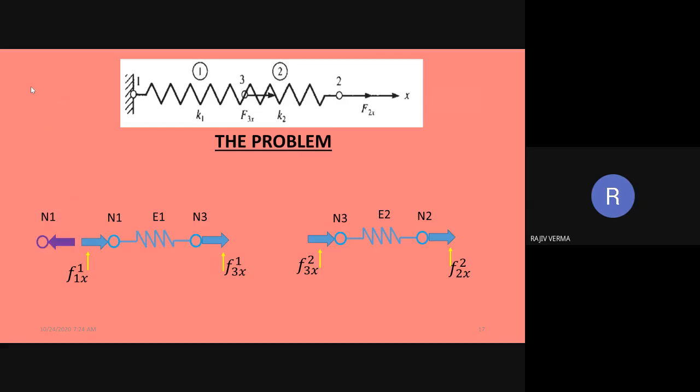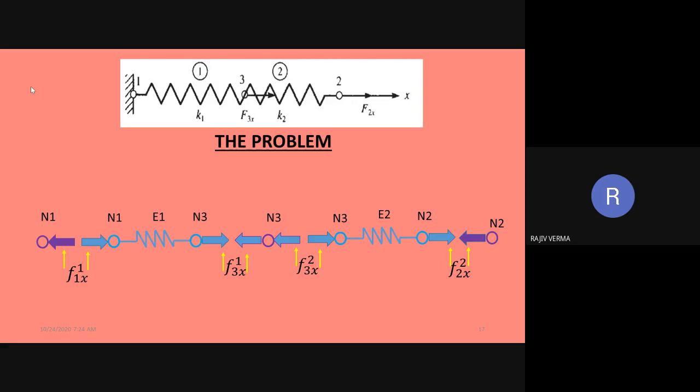Then we isolate the node also, that is node 1. Please note that the direction of force acting at N1 is opposite to the direction of force acting at N1 for element number 1, because ultimately when these two nodes overlap each other, the two forces are going to cancel out each other. Similarly, we have forces acting on N3 and we have forces acting on N2.